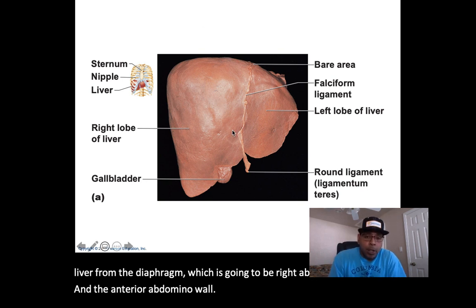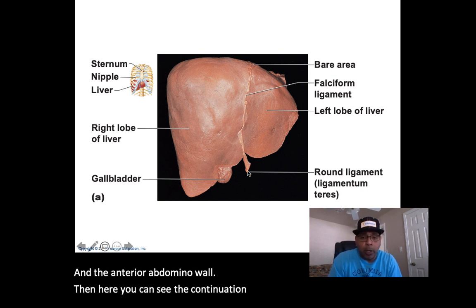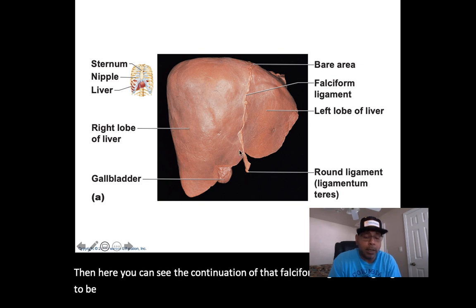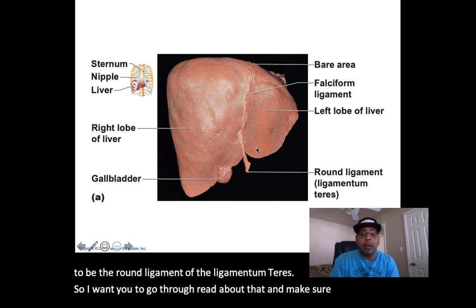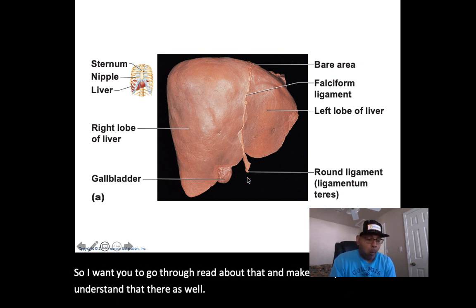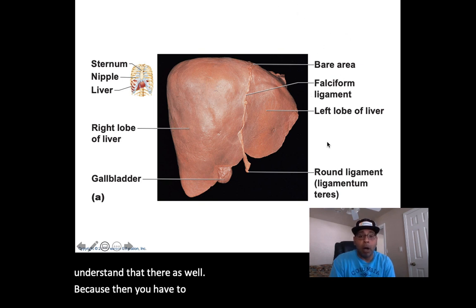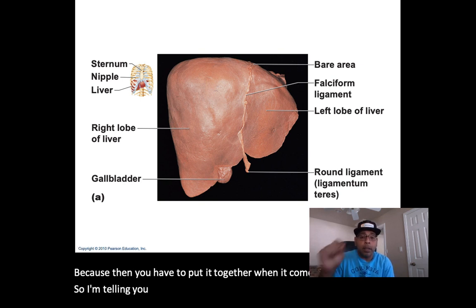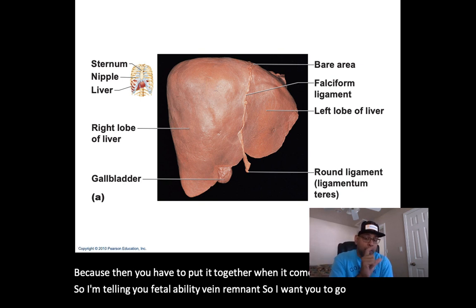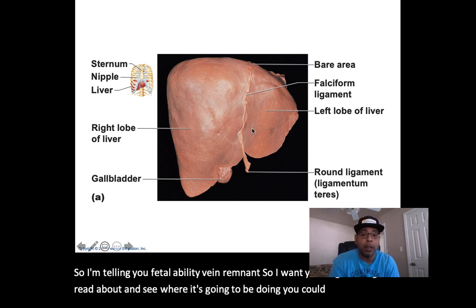Then here you can see the continuation of the falciform ligament is going to be the round ligament, or the ligamentum teres. The round ligament, or ligamentum teres, is a fibrous remnant of the fetal umbilical vein. So I want you to go through, read about that, and make sure you understand that as well, because then you have to put it together when it comes to the heart. So I'm telling you, fetal umbilical vein remnant. Go through and read about it and see what it's going to be doing. You could be asked that as well.